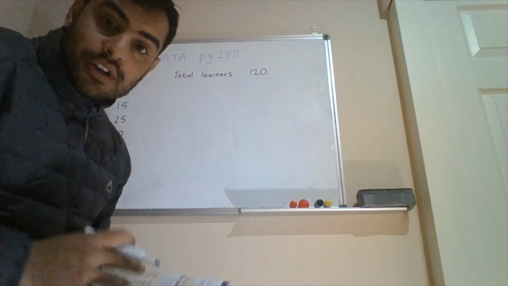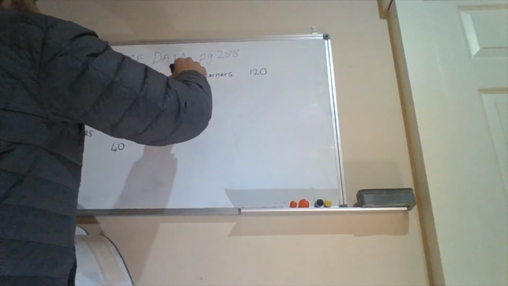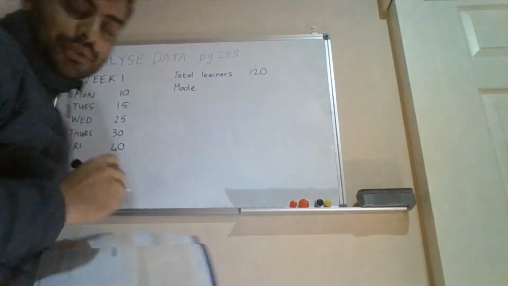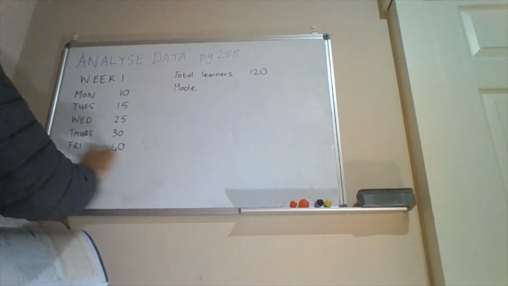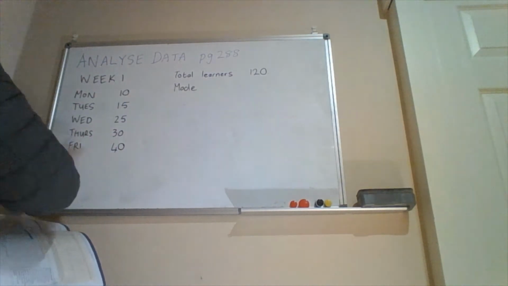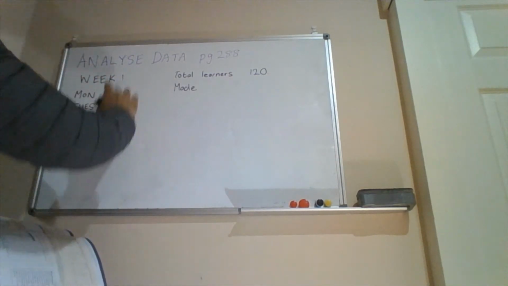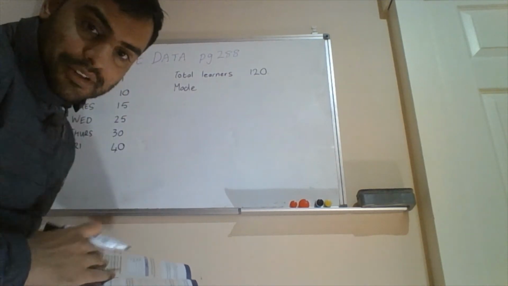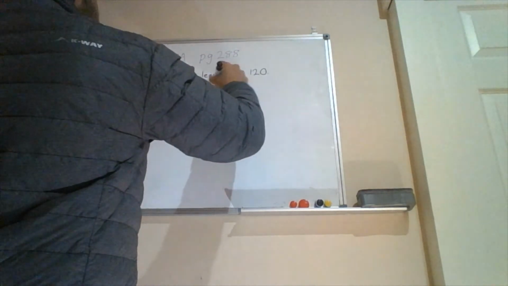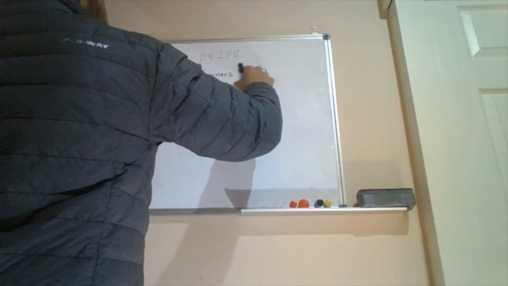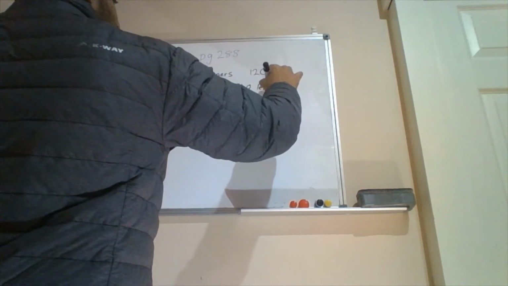Next we'll look at the most common value, the mode, which is one of our measures of central tendency, and the most popular day is Friday, where 40 learners purchased. All other days have fewer numbers of learners purchasing. So the mode is Friday with 40 learners.